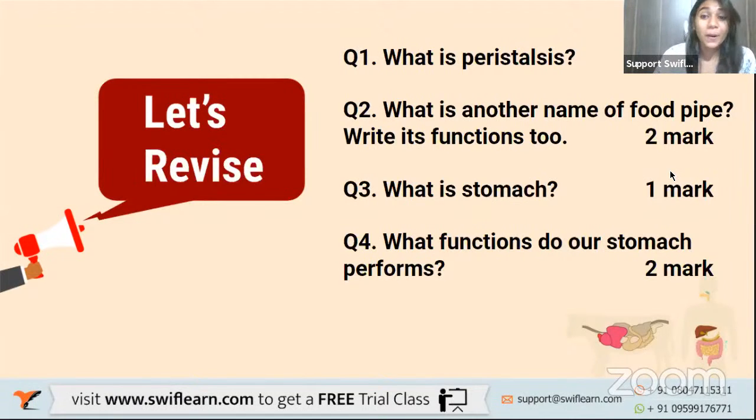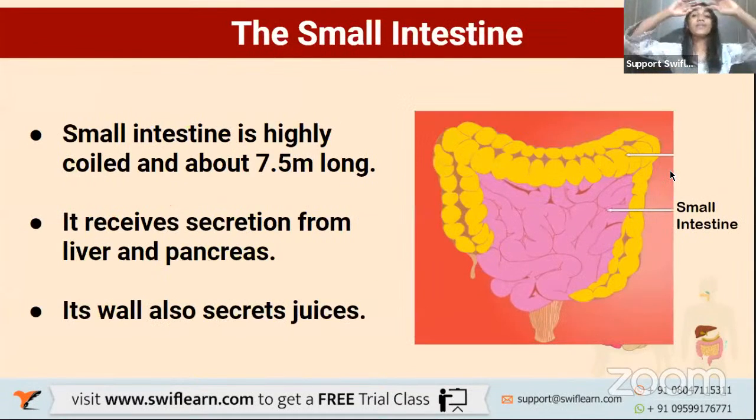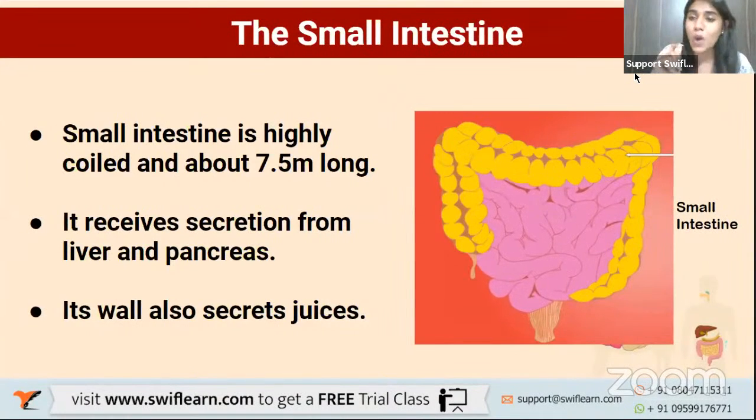Okay. Moving ahead, coming to the next part of the alimentary canal, which is your small intestine. This is your small intestine that you see here, and this yellow colored thing is your large intestine. Ideally, the small intestine is a lot longer than the large intestine, but still it is called the small intestine because of the width. The small intestine's width is small and the large intestine's width is large, hence they get their names, small intestine and large intestine.